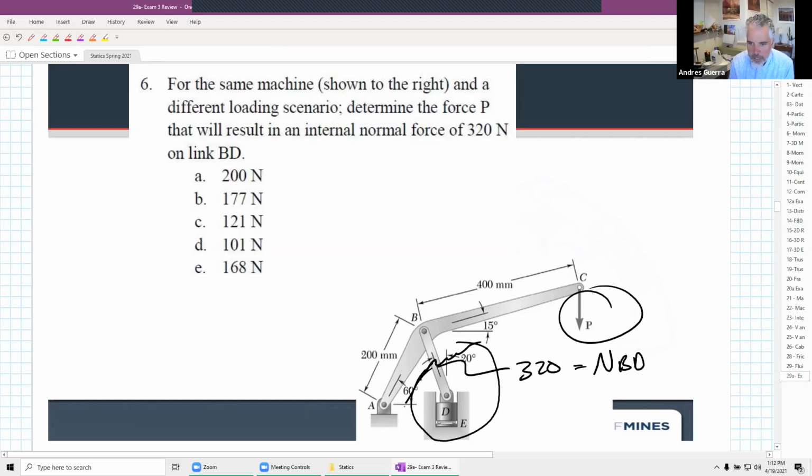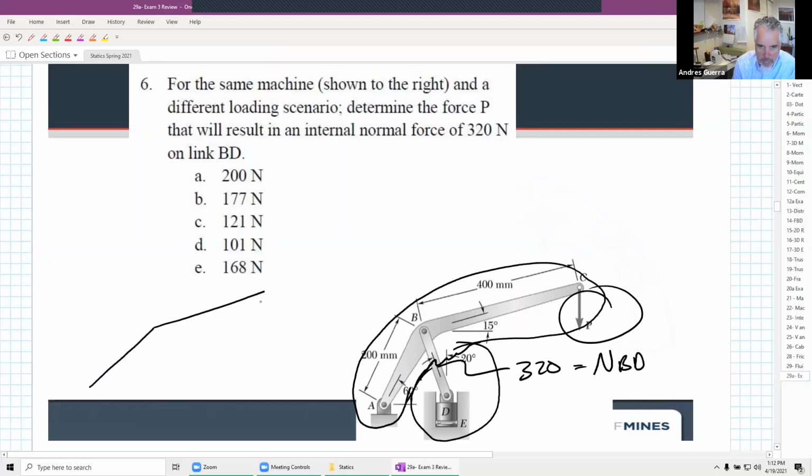That doesn't include P. So then what if we did an FBD of this right there? Let's take a look. How many unknowns is that going to have? Let's see, right there we're going to have our P. That's what we're trying to find.